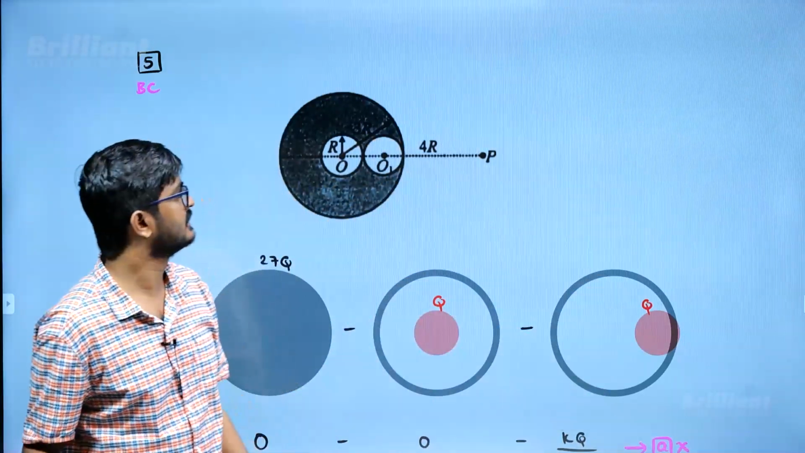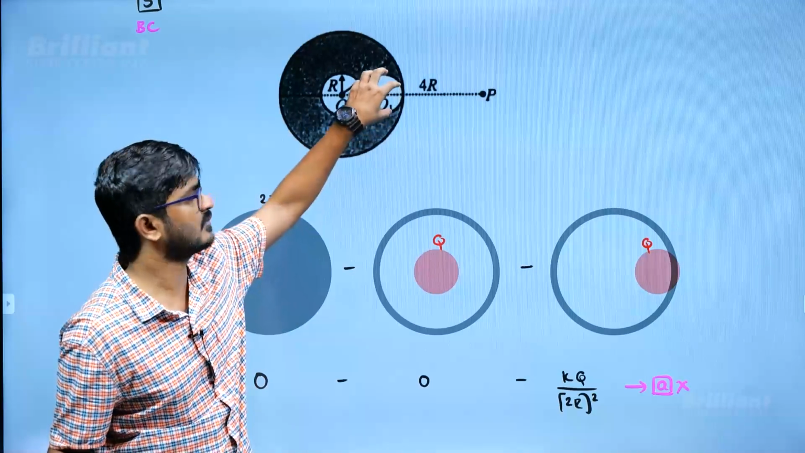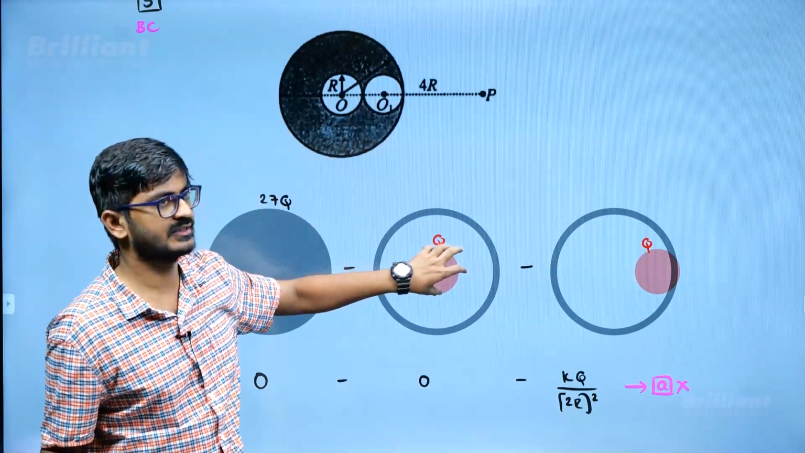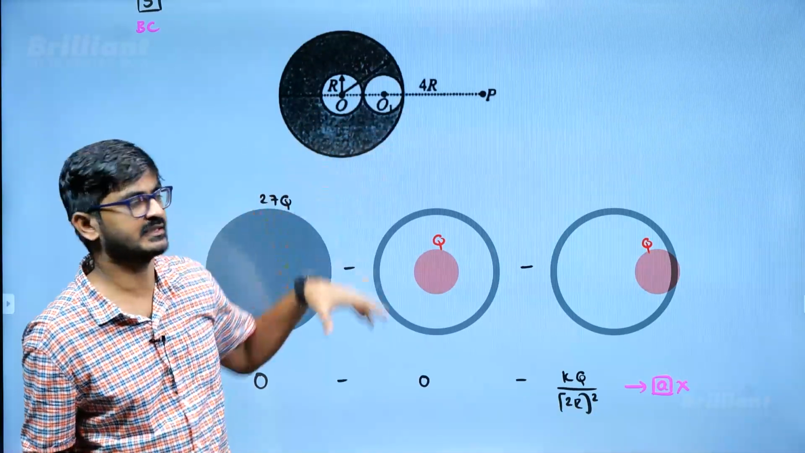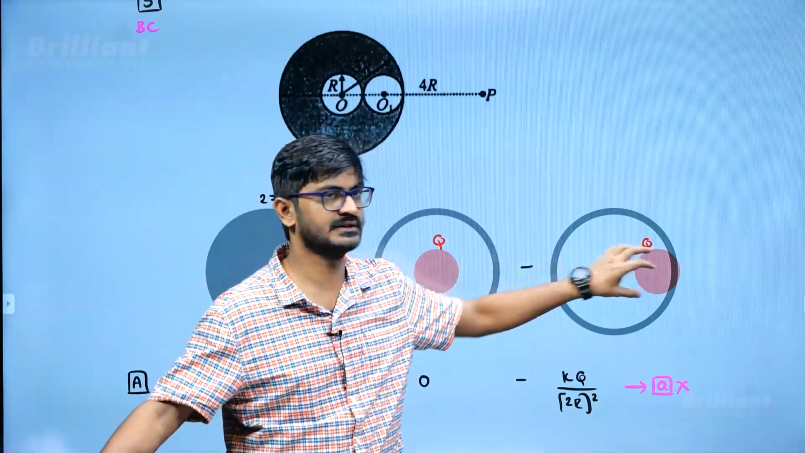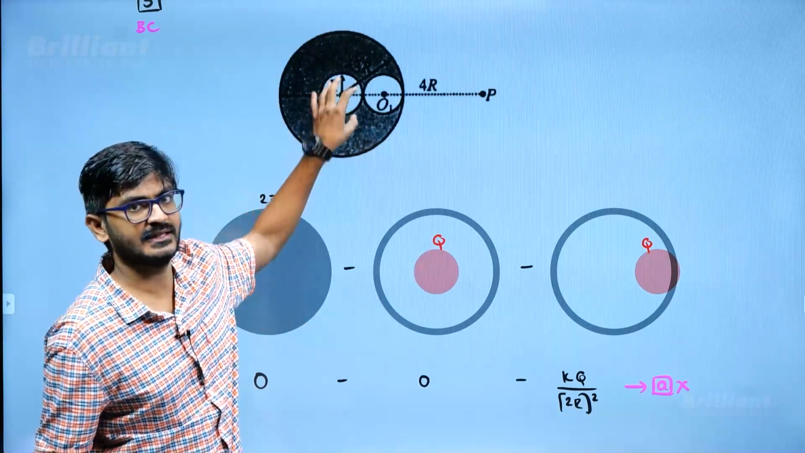Now what I have done is, I have taken the charge of this one as q, charge of the smaller one as q. If the charge of the smaller one is q, charge of the bigger one is going to be 27q because the volume is going to be 27 times. If this charge is q, this charge will be q and this charge will be 27q, where q is how much? Density times 4 by 3 pi r cube.